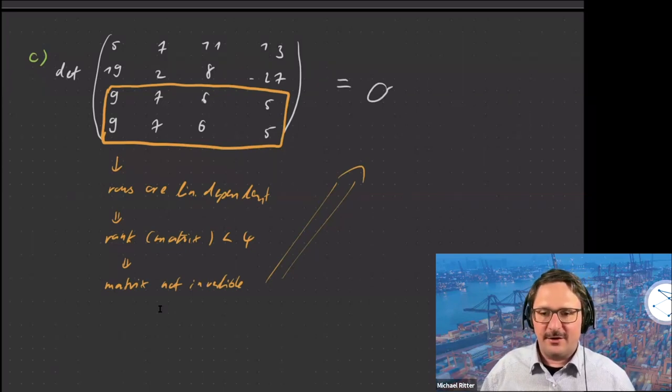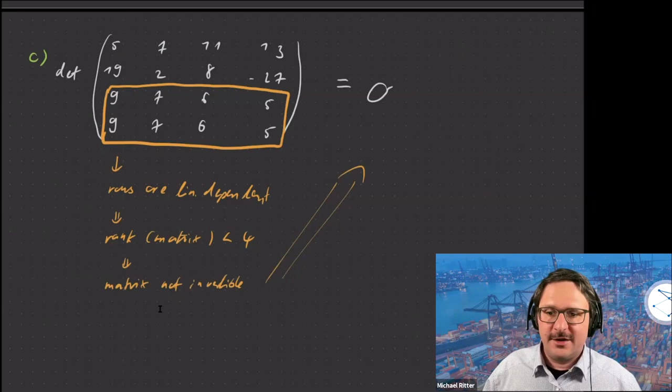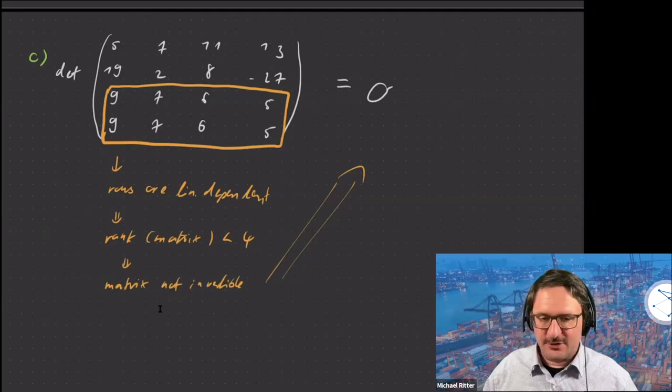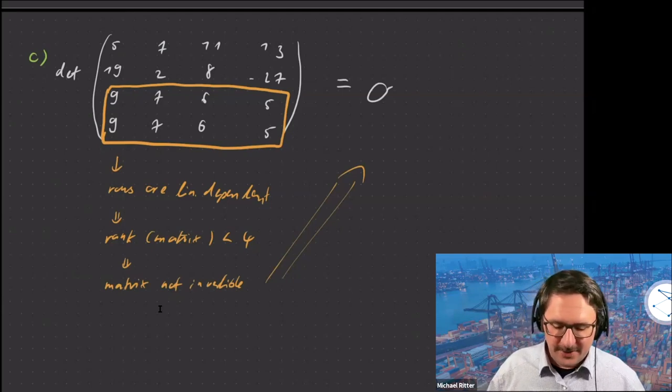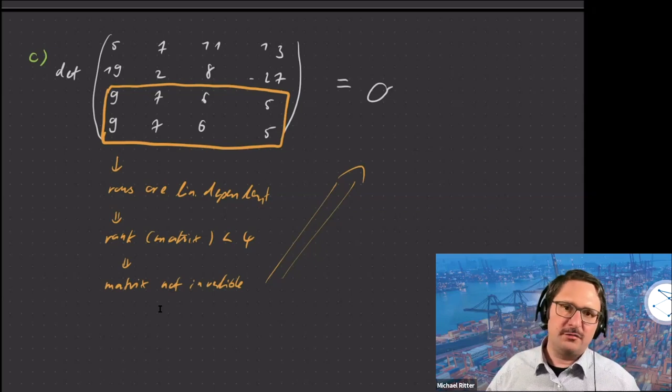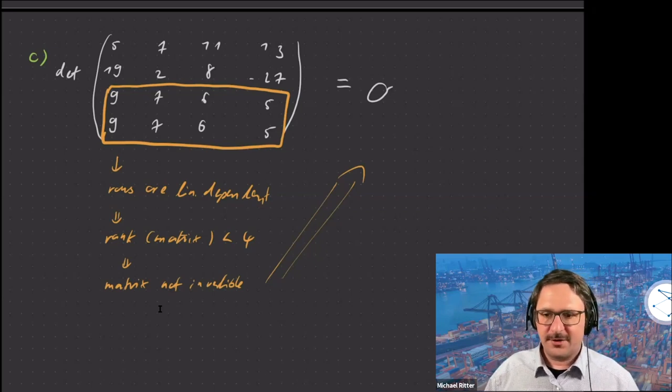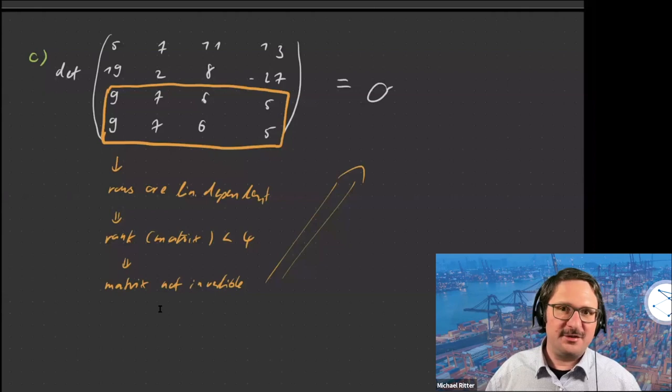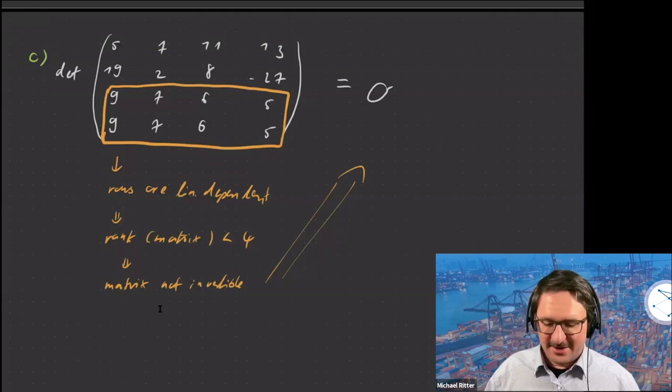If you find the rows or the columns of a matrix are linearly dependent, then you can just write down your observation and state right away the determinant must be zero then. So that's, I think, the easiest solution for part C. Any questions on that one?